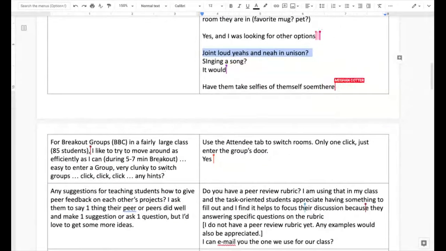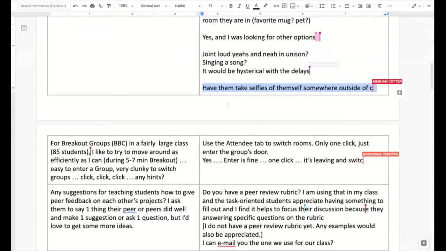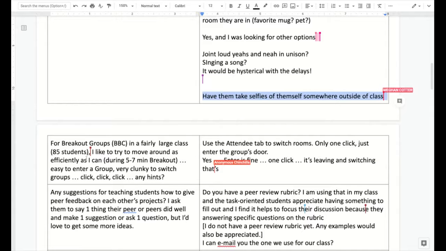Good, keep adding ideas. Ooh, I like this one, Megan. It would be hysterical with the delays. Very good point.